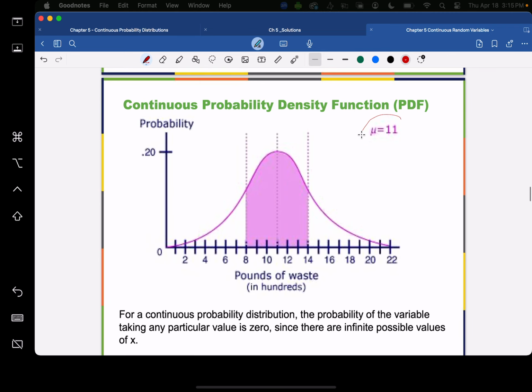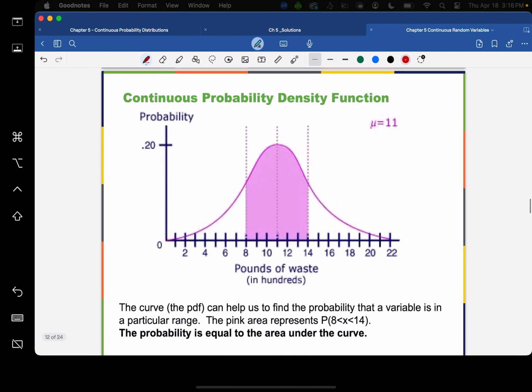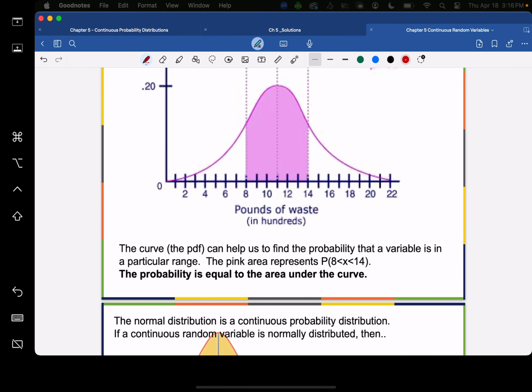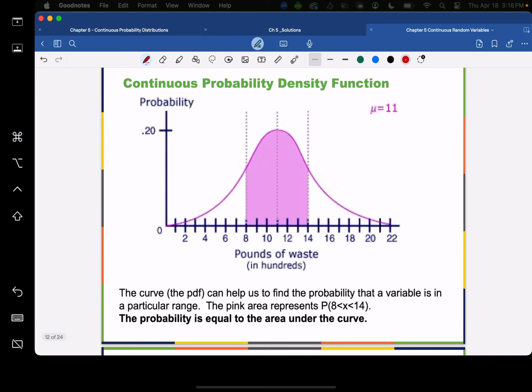Oh, and real quick, the population mean is 11. That's the center of this distribution. The probability of the variable taking on any particular value is 0. We touched on that already. And that's because there are infinite possible values of x. So the pink area represents the probability that x is between 8 and 14. And I already said that. The probability is the area under the curve.